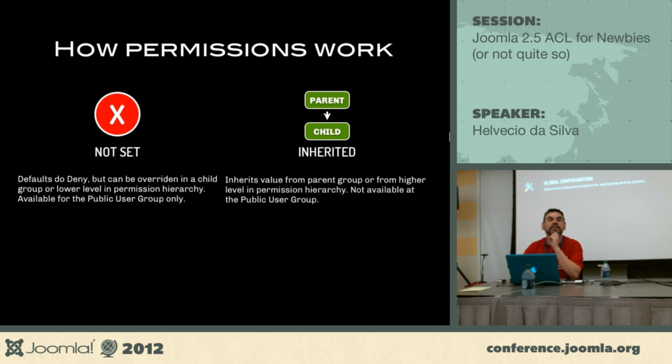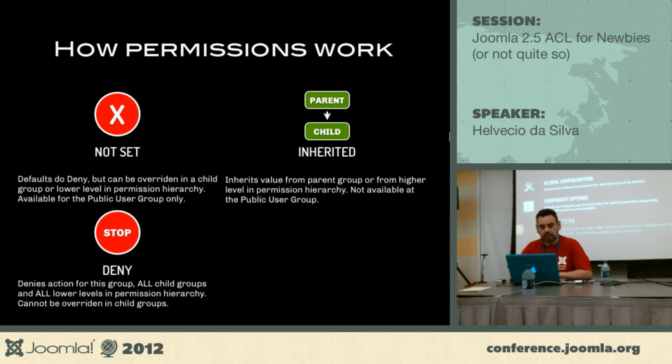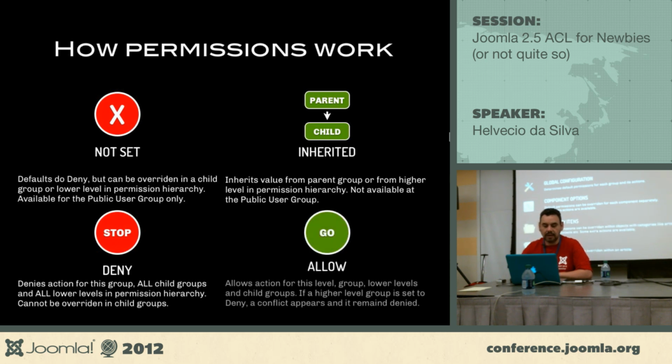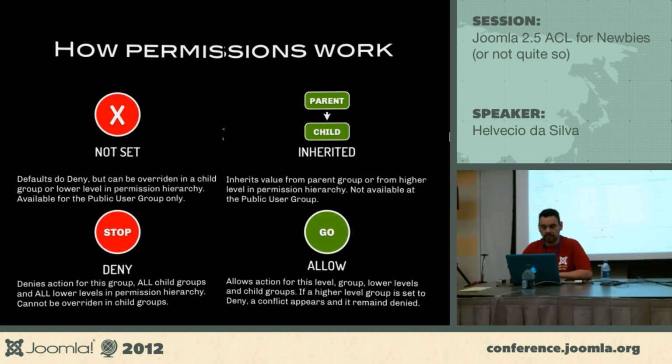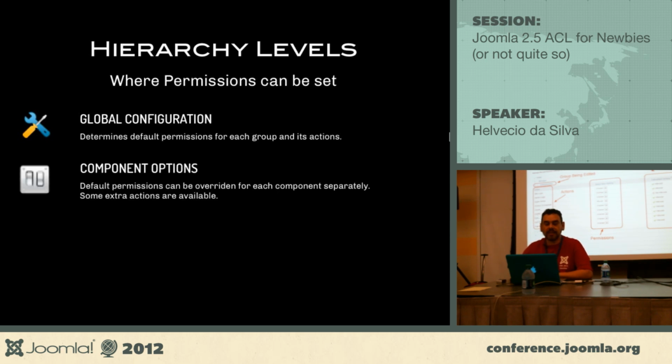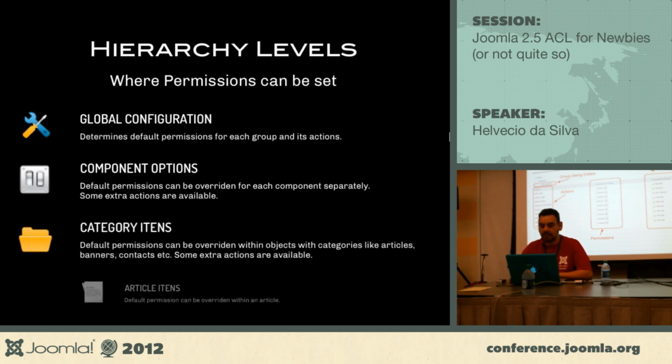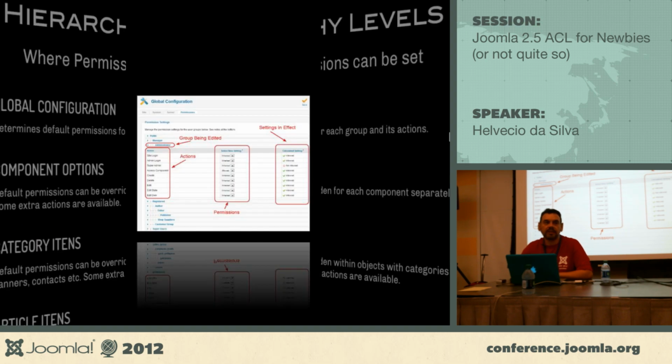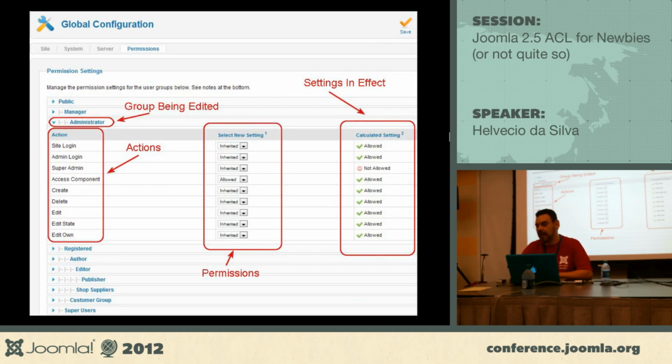Hierarchy levels, where permission can be set. We can set the permissions at global configuration, at component or options levels, and category items and article items. These are screens just for example. This is the global configuration, and you're seeing the group administrator. On the left side, you have the actions that are available for this group. In the middle, you have the possibility of changing that setting, and on the right, you have the settings in effect, the current ones.